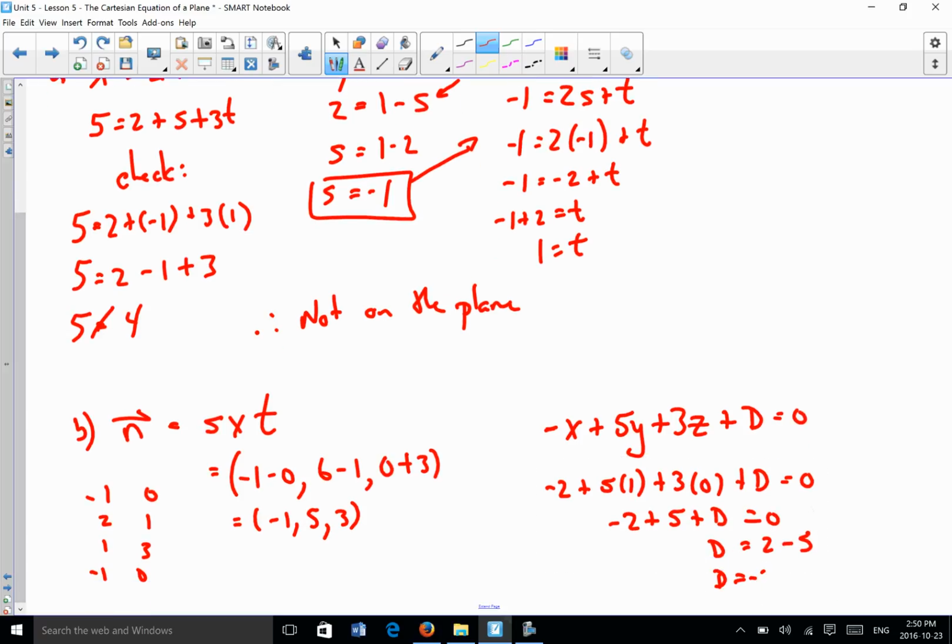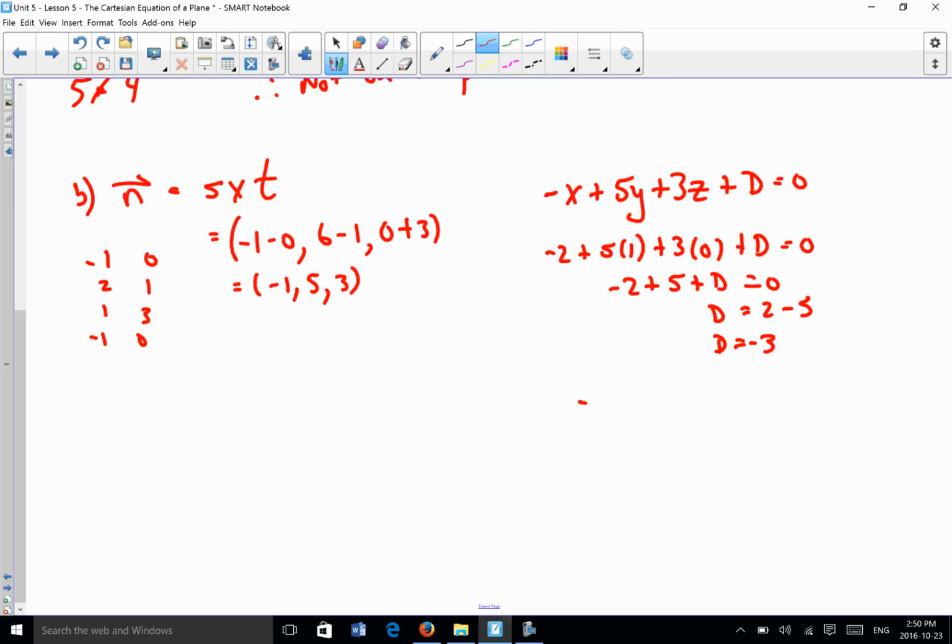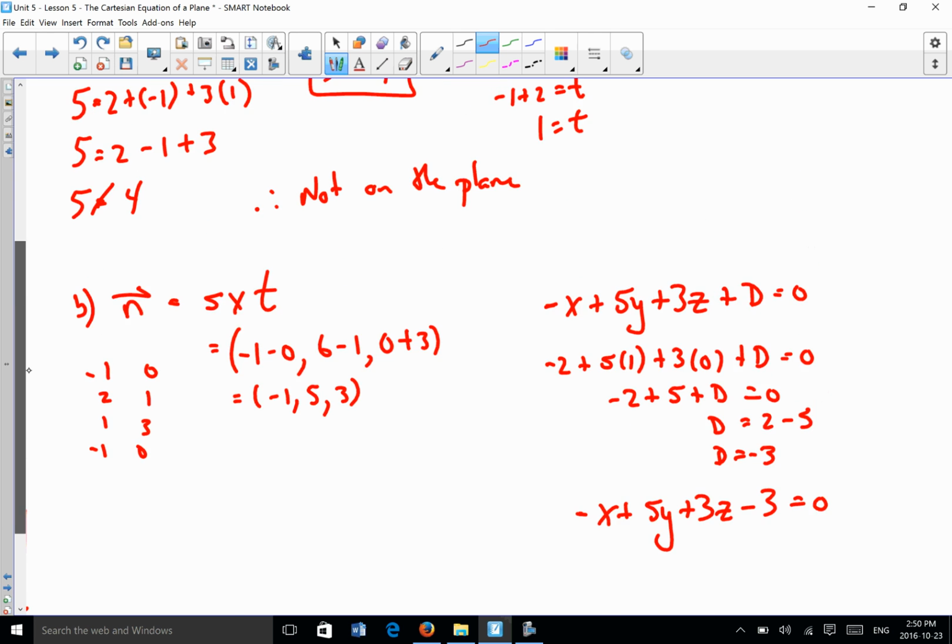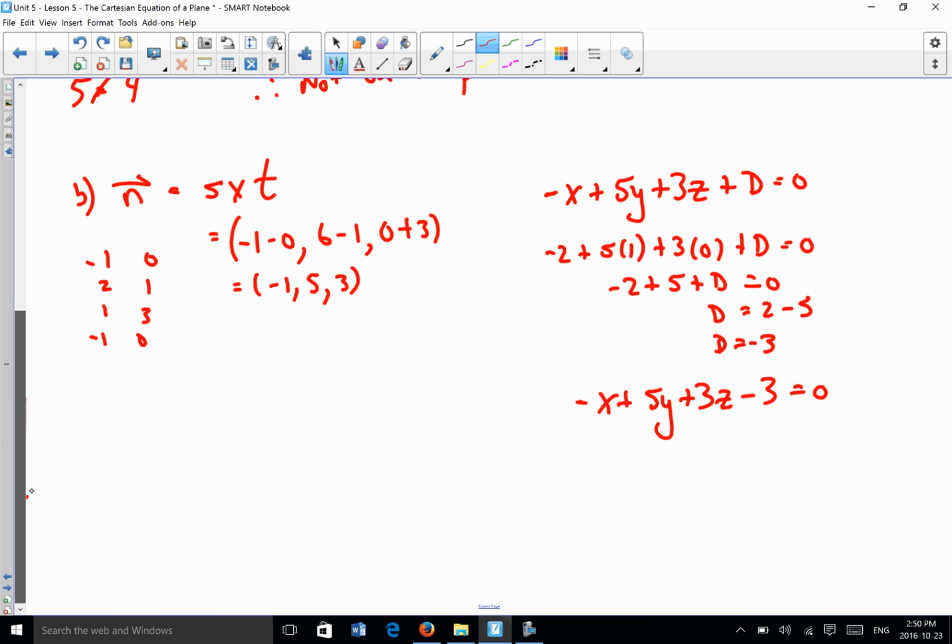and d is -3. So our Cartesian equation is -x plus 5y plus 3z minus 3 equals 0. And we're checking point A, right? So if we put point A in there, point A was (5, 2, -1). So 5, 2, and -1, and we want to see if it comes out to 0.